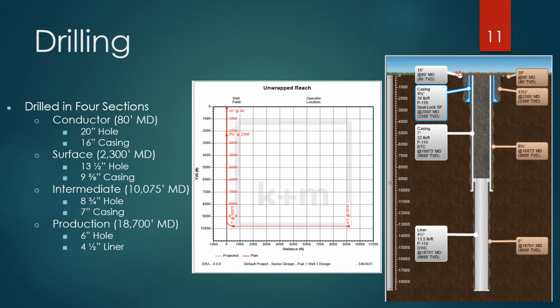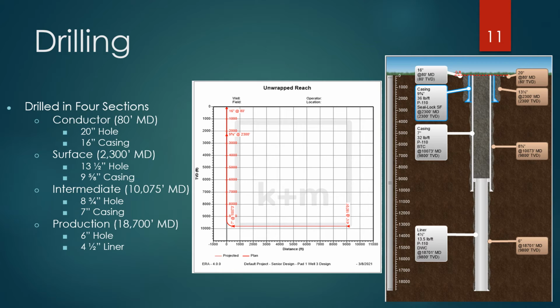An 8 3/4-inch hole will be drilled to 10,075 feet measured depth for the intermediate section of the well with the primary drilling rig, and will encompass the remaining vertical section of the well as well as the curve to build the lateral to horizontal. This section will be set with 7-inch casing. The final section of the well is the 6-inch horizontal lateral production hole, which will be drilled with a primary drilling rig to a total measured depth of 18,700 feet. This section will be set with 4.5-inch production liner.